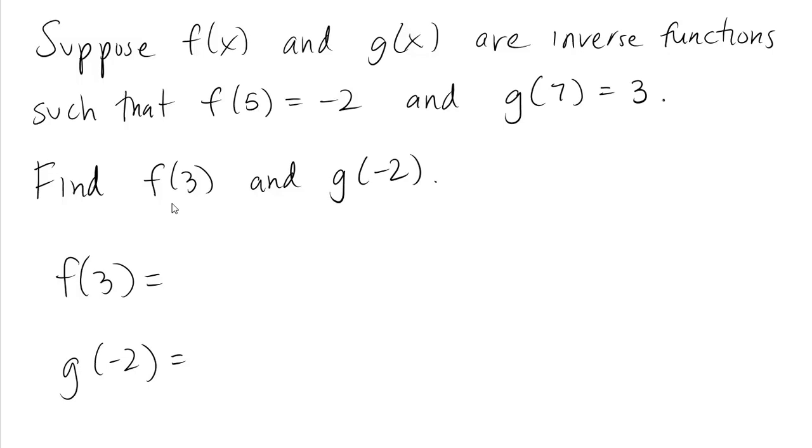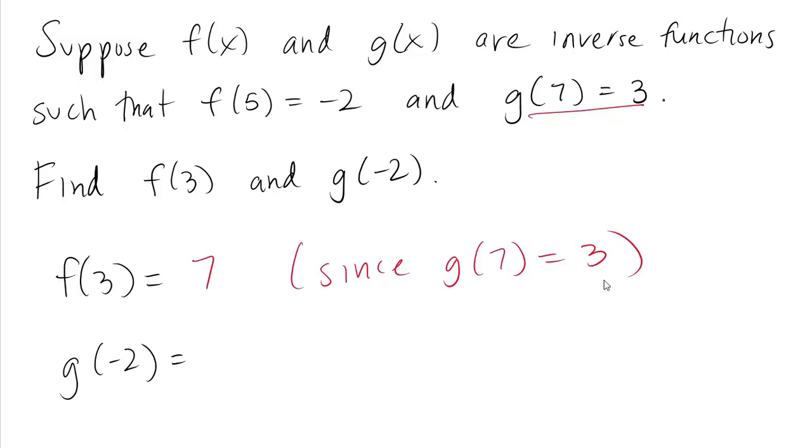Okay, how would this work? If f and g are inverses, then f of 3 has to be equal to the input to g that would yield an answer of 3. And hey, we were given that. We know that g of 7 is 3. F of 3 must be 7, and the logic is that that's because g of 7 is equal to 3. They're inverses of one another.